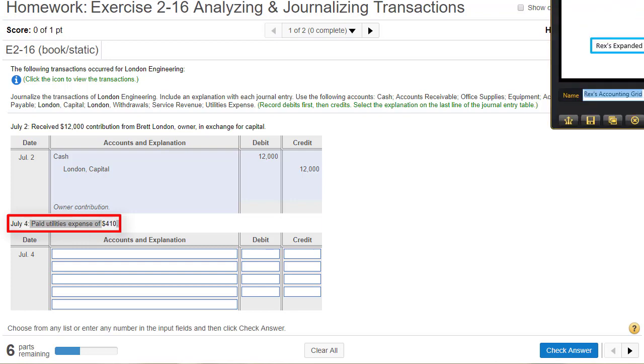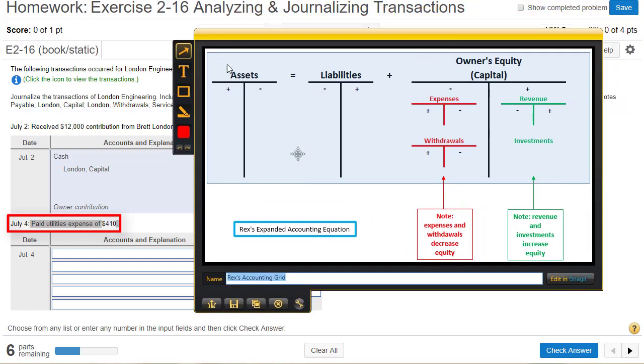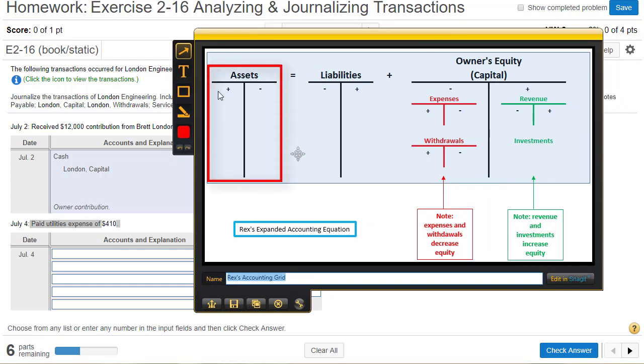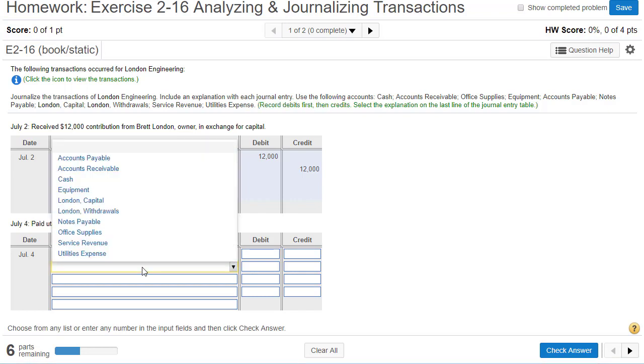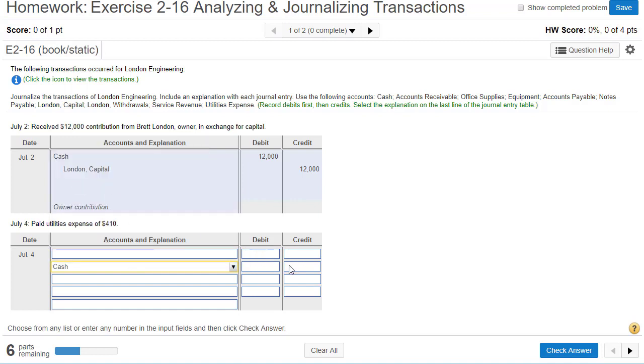So let's get back to our accounting grid. So we have to figure out, is cash an asset, liability, or one of these? Well, cash is an asset. All right. So now we have to figure out, is it going up and would be a debit, or is it going down and therefore a credit? Well, cash is going down because we paid. So the business paid, it's a minus. So cash will be our credit. Now remember, we can't list the credit first. We have to record the debit first. So I'm going to skip the first line. I'm going to go to the second line. That's cash. And we said cash is being credited for $410.